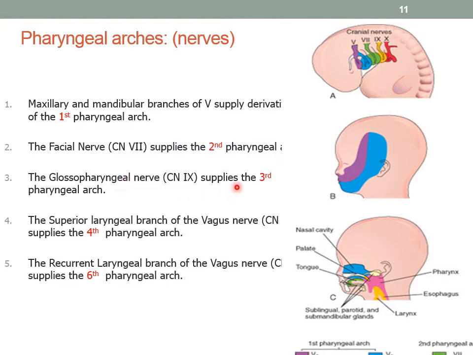The glossopharyngeal nerve supplies the third pharyngeal arch, as you see here, and the fourth arch is supplied by the superior laryngeal branch of the vagus. The superior laryngeal nerve supplies the fourth pharyngeal arch, while the recurrent laryngeal branch of the vagus nerve supplies the sixth pharyngeal arch. So the fourth and sixth are supplied by the vagus, the fourth by the superior laryngeal branch, and the sixth by the recurrent laryngeal branch.